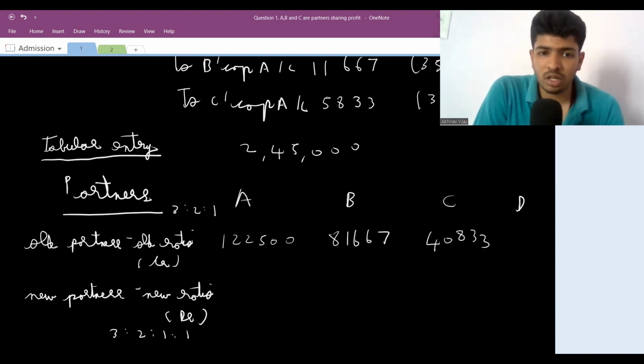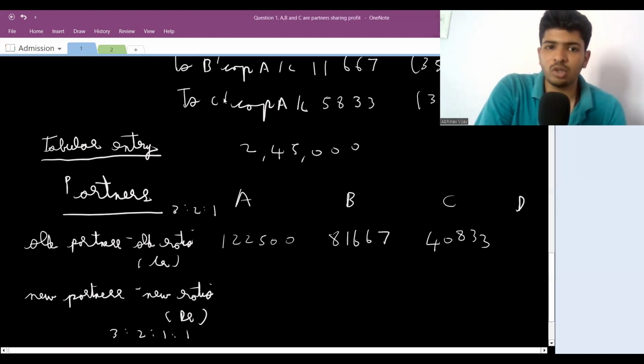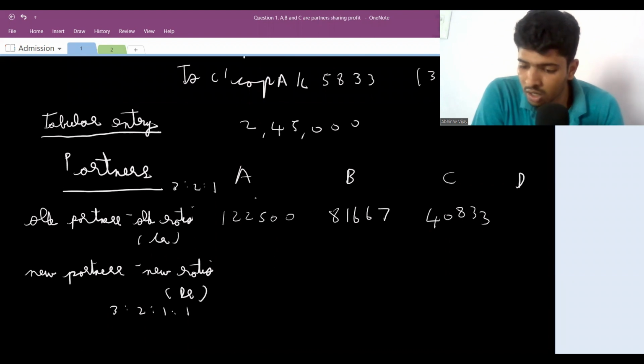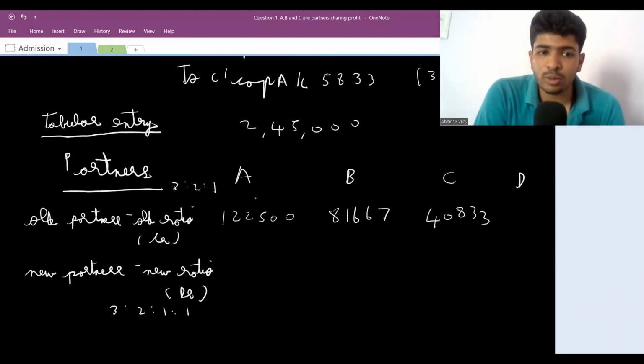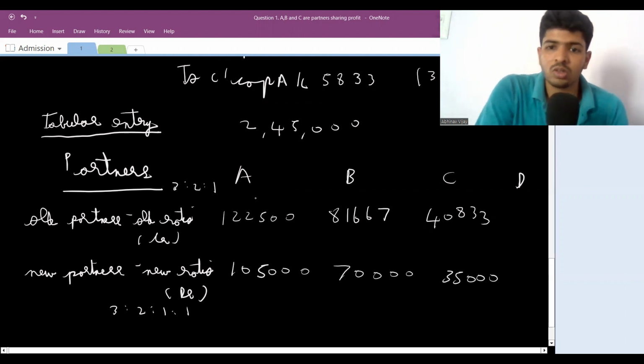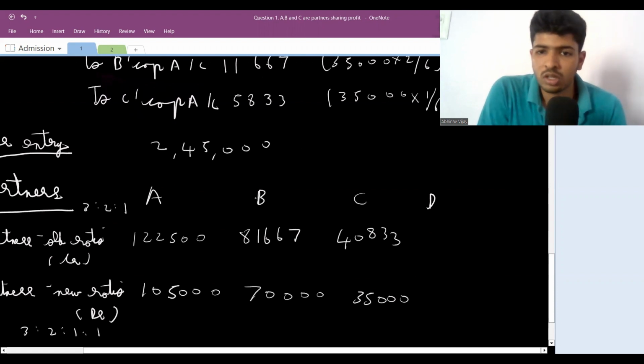We already did so many questions like this in the previous class. So I hope you're thorough in it. And in which ratio will they be withdrawing it? In the new ratio, right? Because the new partner joined. So the old ratio, the goodwill was earned in this ratio, but it will be withdrawn in the new ratio. That is 3:2:1:1. So when 2,45,000 is distributed in 3:2:1:1, it will be 1,05,000, then 70,000, then 35,000, then another 35,000.